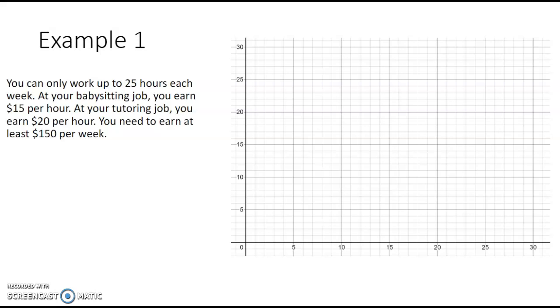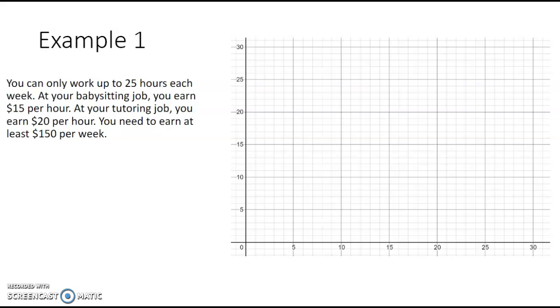So for example, one says you can only work up to 25 hours each week. So we have a maximum of 25 hours that we can work. At your babysitting job, you earn $15 an hour. At your tutoring job, you earn $20 an hour, and you need to earn at least $150 a week.